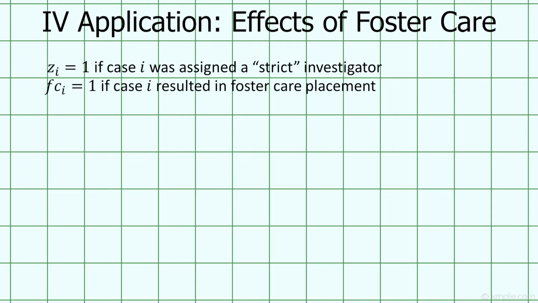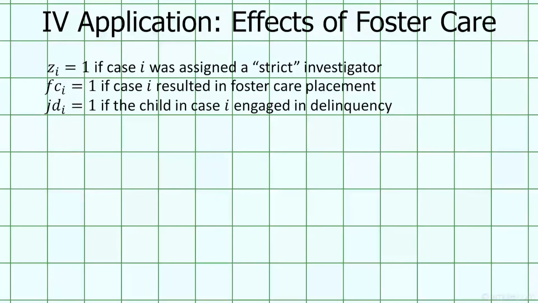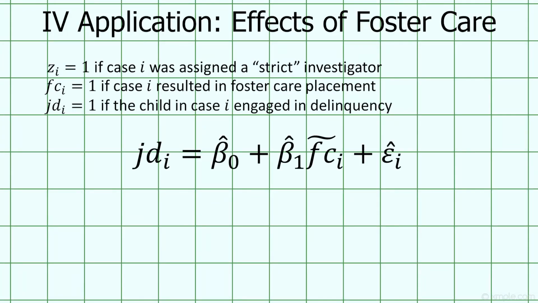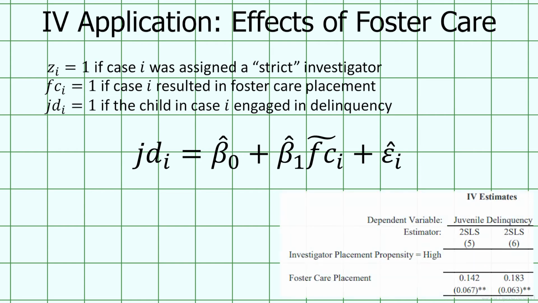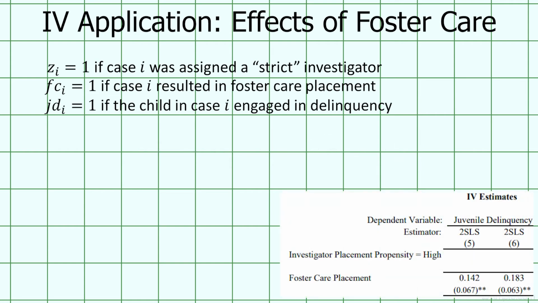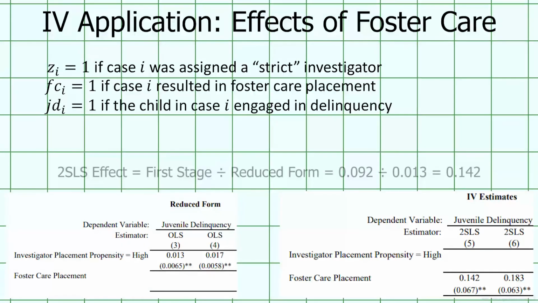Now, for the second stage, we take our dependent variable, which equals 1 if the child from case i was arrested before age 18, and regress it on the fitted values from the first stage, which gives us this result. Alternatively, we could calculate the reduced form model, where we regress our measure of delinquency on our instrument, which gives us this result, and then divide the coefficient from the reduced form by the coefficient from the first stage to get the same coefficient from the second stage.